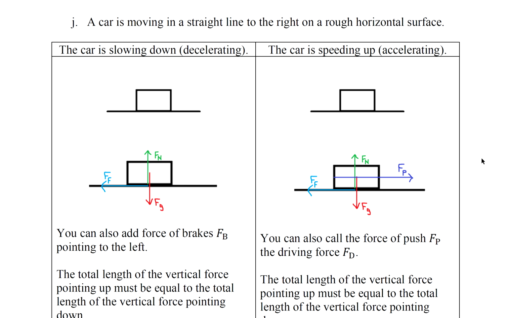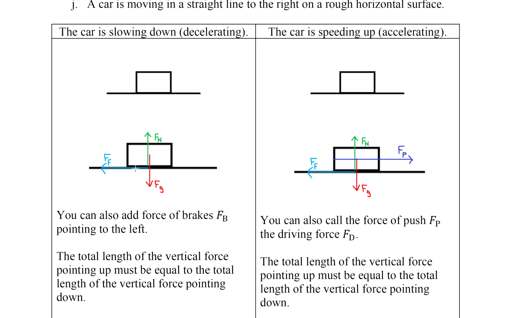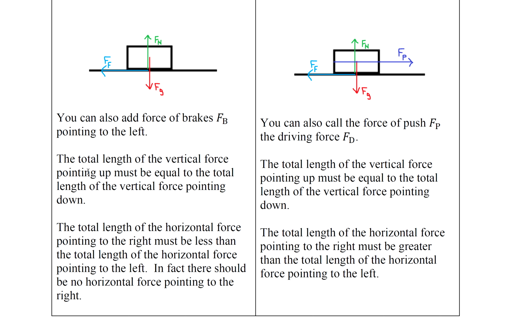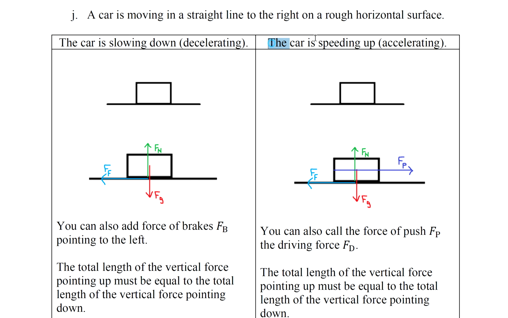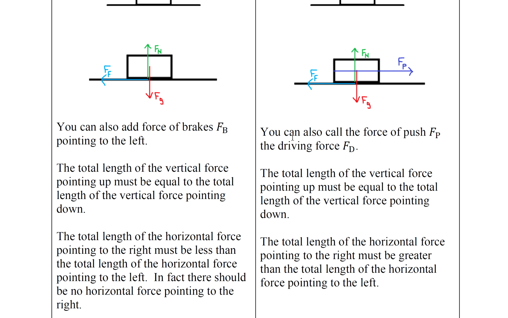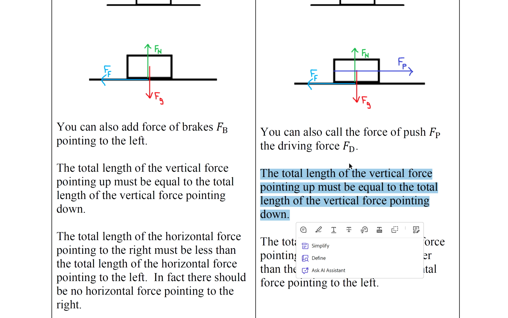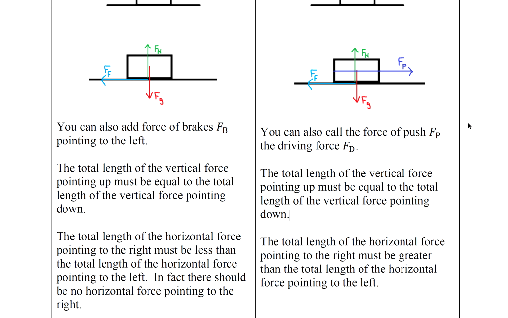Part J. A car is moving in a straight line to the right on a rough horizontal surface. Rough means there is surface friction. If the car is slowing down, that means force of friction is to the left. If the car is speeding up, that means there's a driving force, or a force of push to the right, and force of friction to the left. And you could see the force of push or the driving force is greater in length than the force of friction to the left.